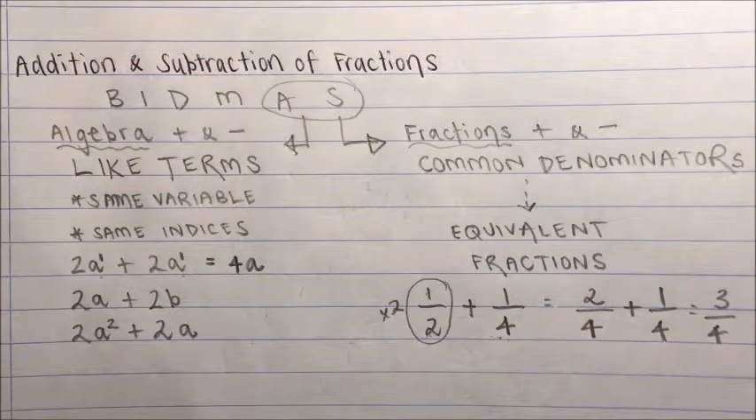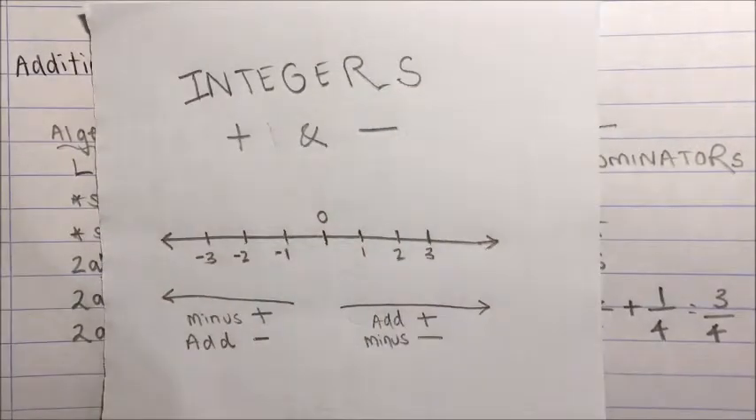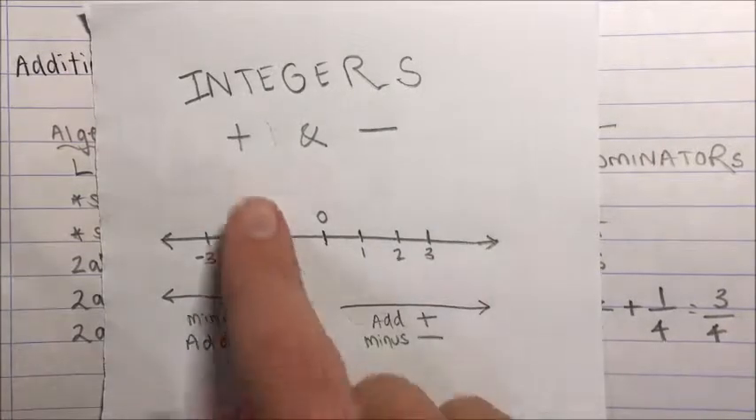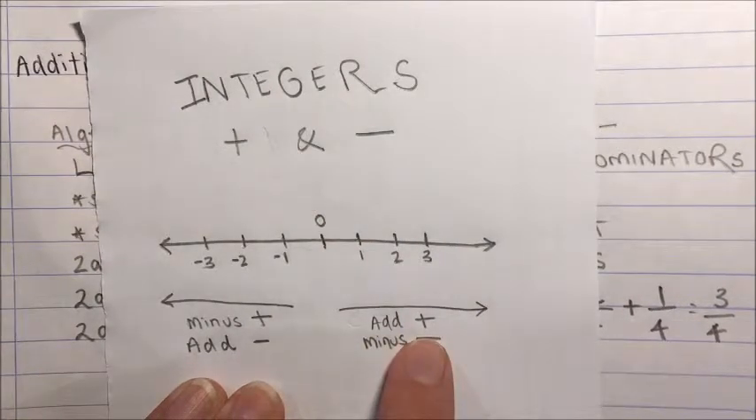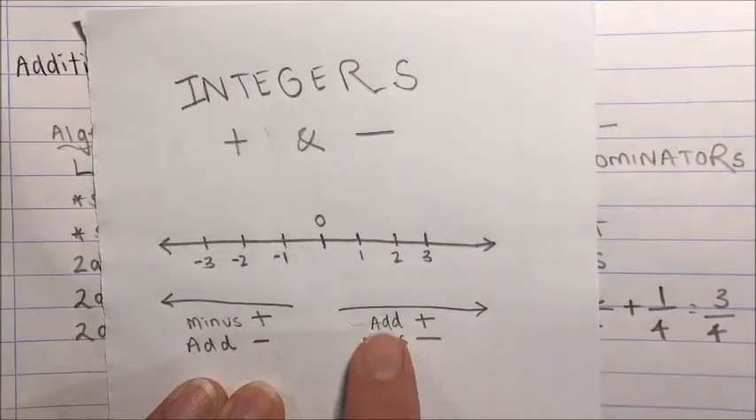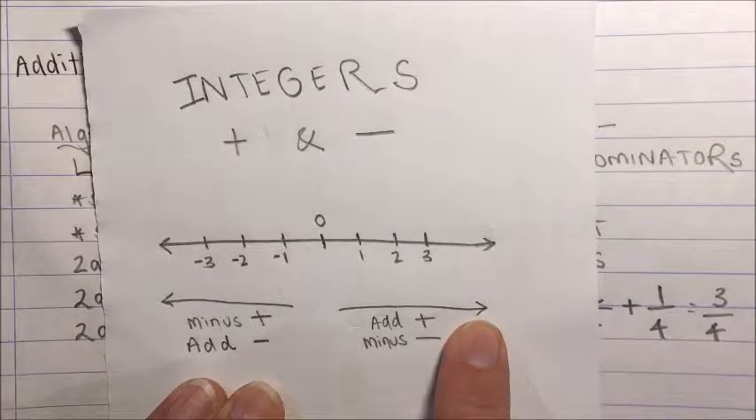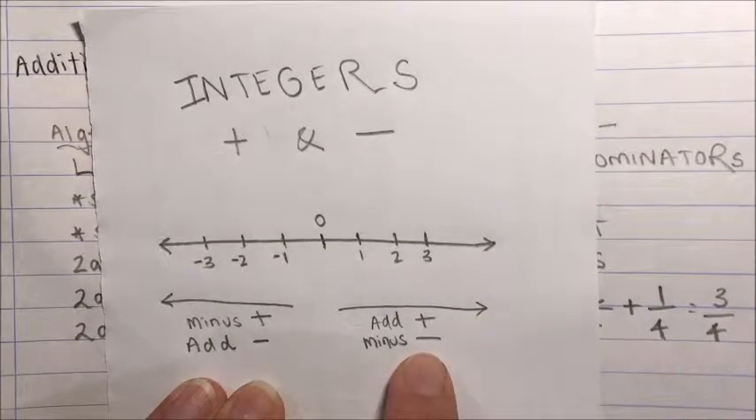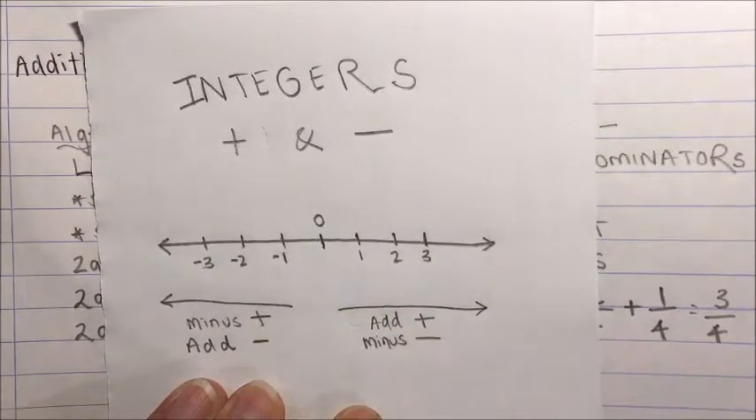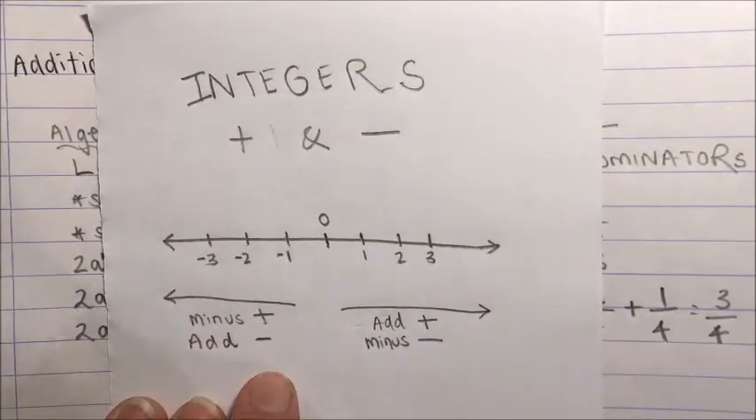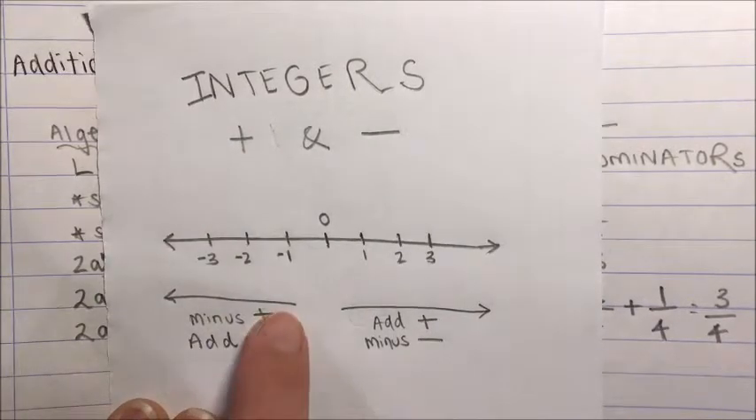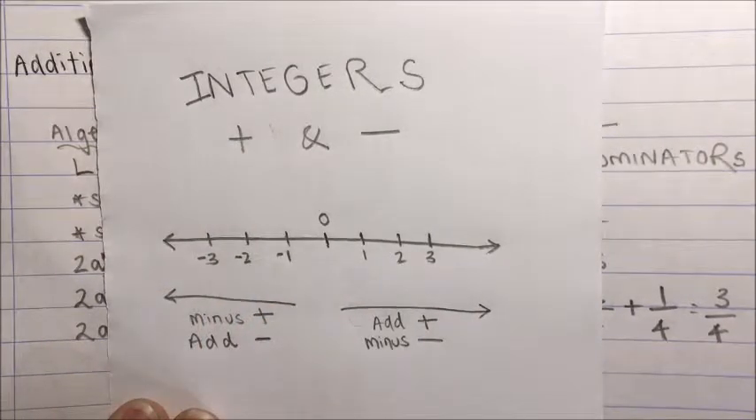One more little reminder. Don't forget our rules to do with integers. So, integers when we add and subtract. Let's have a little look. If we add a positive number, we move to the right. If we minus a negative, we're decreasing a debt, we also move to the right. If we minus a positive number, we're moving to the left, we're decreasing an asset. And if we add a negative number, we're increasing our debt, we're moving to the left.